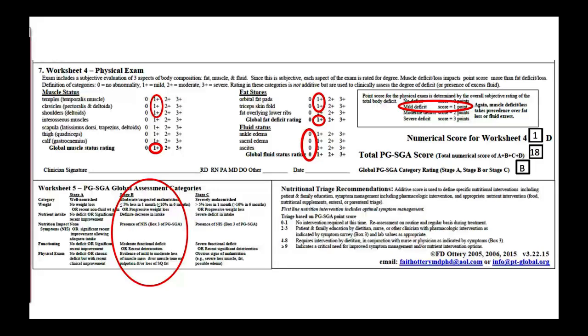Given that our score above from all of our worksheets is 18, we look down here at the bottom right-hand corner, and you can see that if you have a score of greater than 9, this indicates a critical need for improved symptom management and/or nutritional intervention options. The clinician filling out this form would really want to alert the healthcare team that an intervention is needed regarding nutrition for this patient.